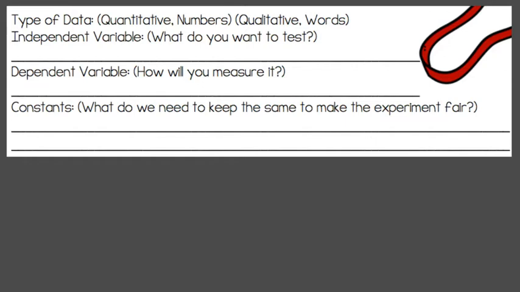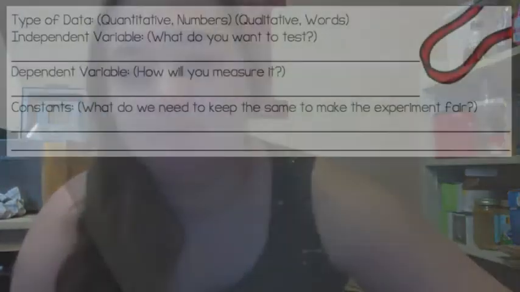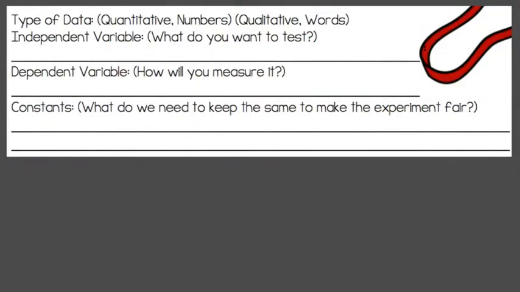Independent variable, what do we want to test? I'm going to give this answer in 3, 2, 1. This is how far we're pulling the rubber band back. So the only thing we're changing is how far we're stretching that rubber band. The dependent variable, how will we measure it? We're going to measure how far our rubber band then travels, right?